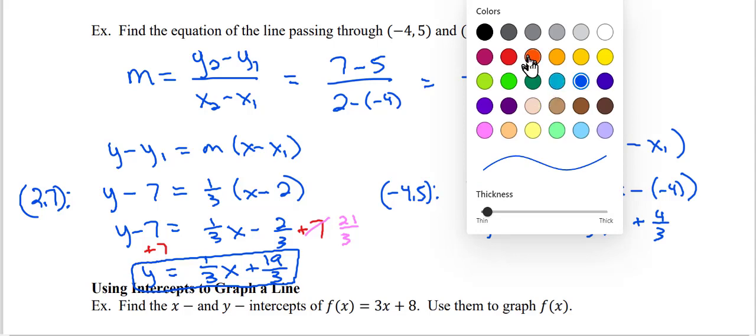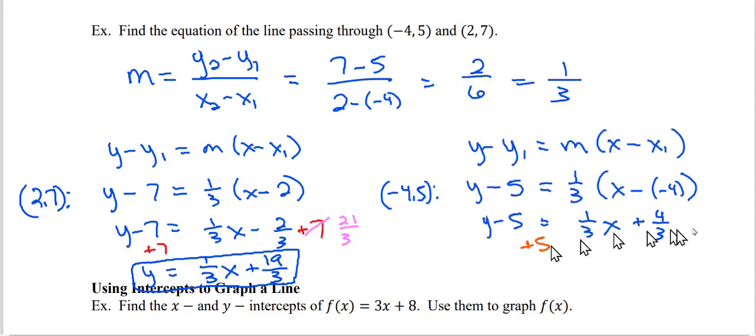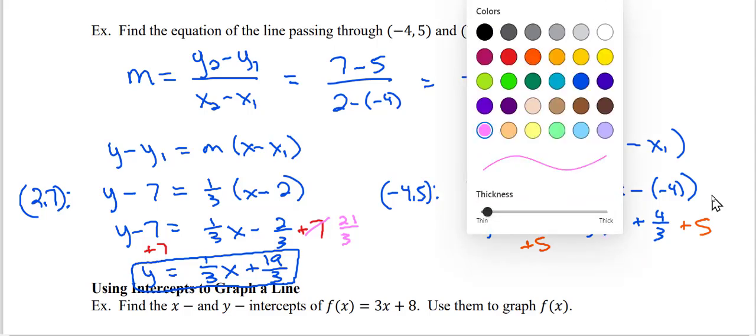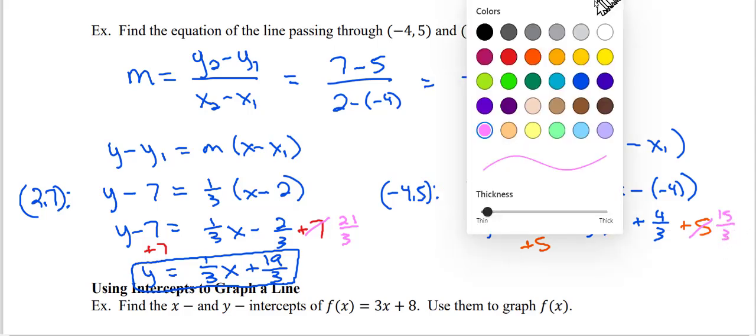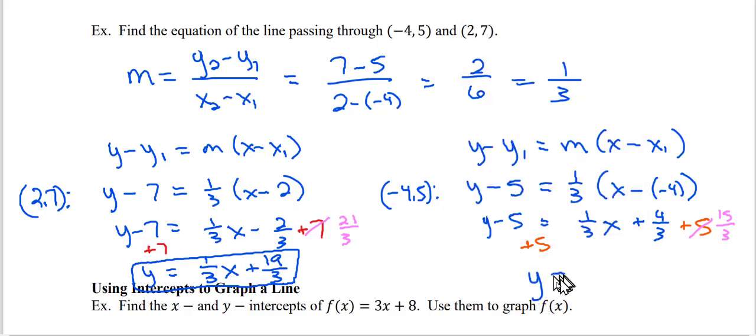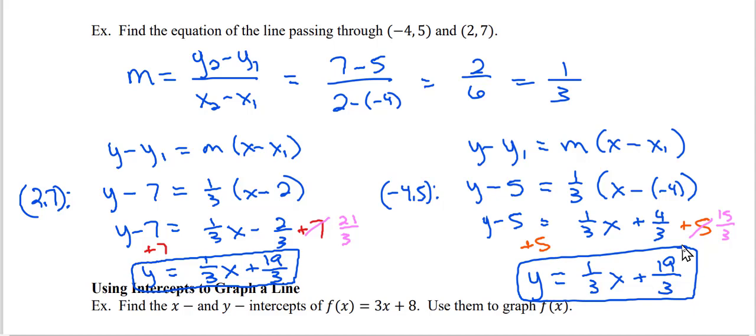Now I'm going to add 5 to both sides. And remember that we don't really want 5 to be able to add 4/3. We're going to think of that as 15/3, which gives us y equals 1/3 x plus 19/3. Same result. Whichever way you go, it doesn't matter which point you use in that point slope form. You could also use slope-intercept form here, y equals mx plus b. No problems there. You would get the same result.